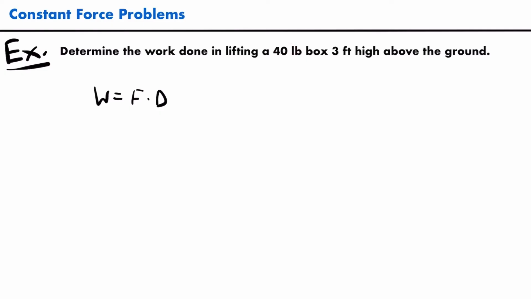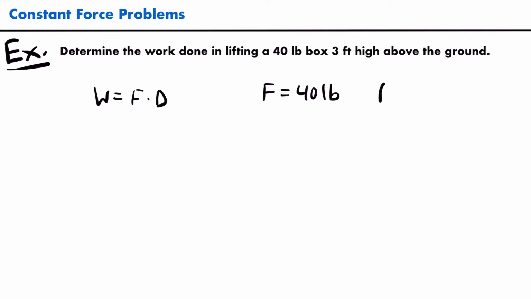40 pounds is going to be our force. Okay, so even though force is equal to mass times gravity, a measurement in pounds already accounts for gravity. And so what that means is pounds is not a unit of mass like grams or kilograms are in the metric system. And so, in this case, our force is going to be equal to 40 pounds.